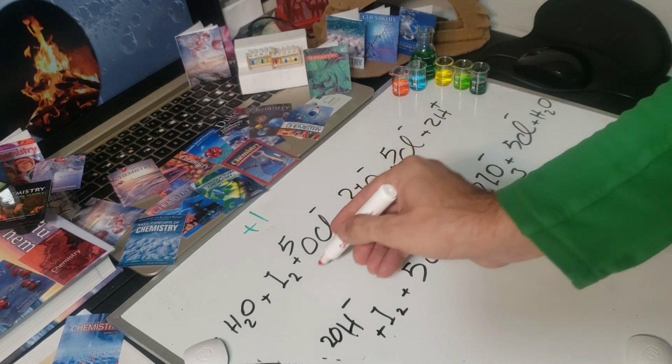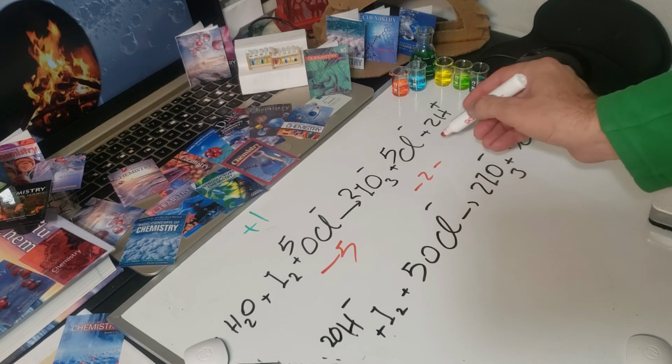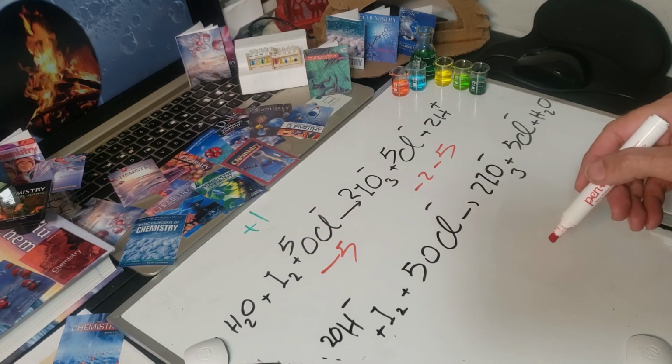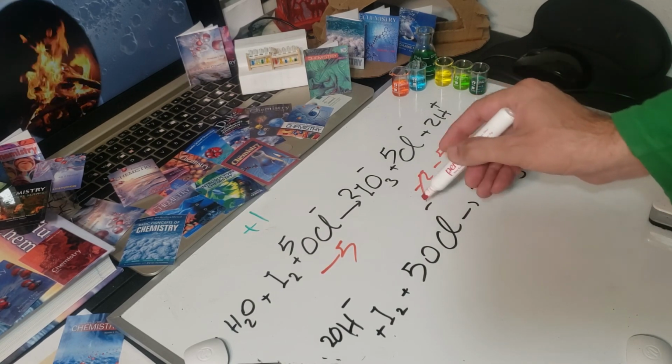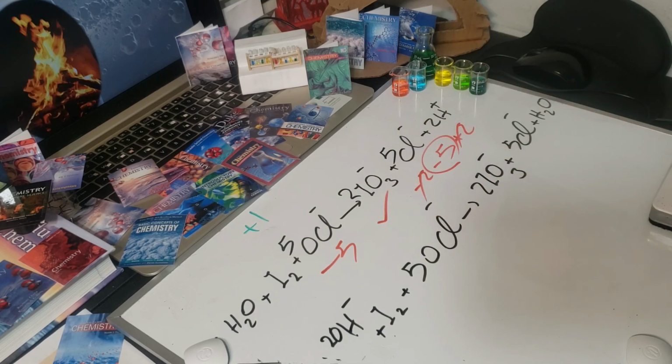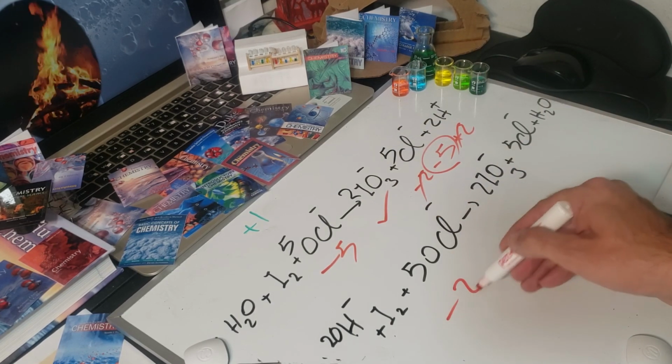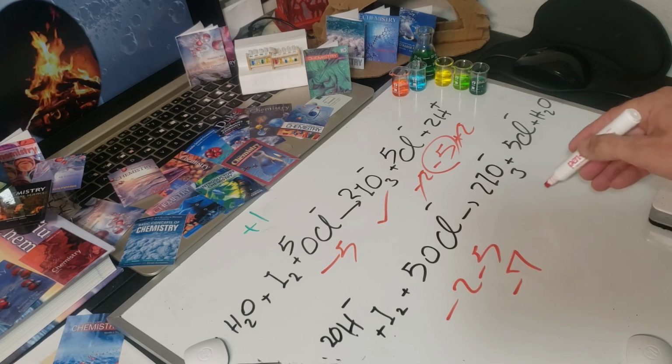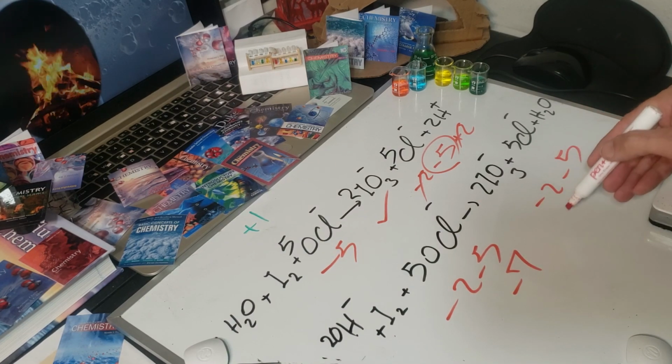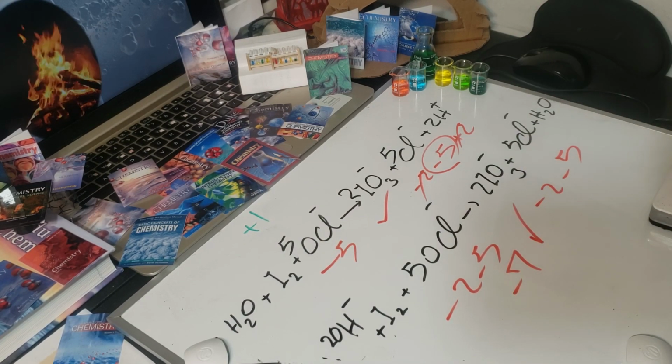The charges are minus 5 here, minus 2, minus 5, plus 2. The 2 goes behind, minus 5, so it's balanced. Here it's minus 2, minus 5, it's minus 7. Minus 2, minus 5, it's also minus 7, so balanced. Let's wrap it up here for this video.